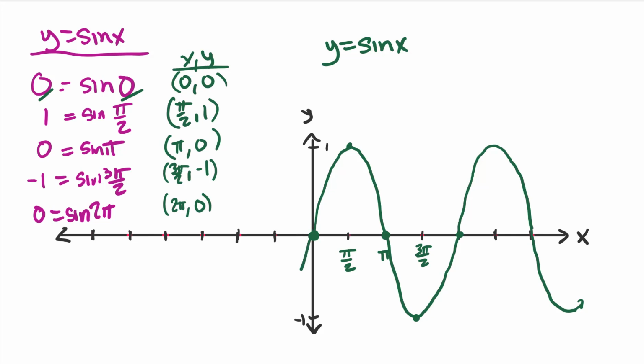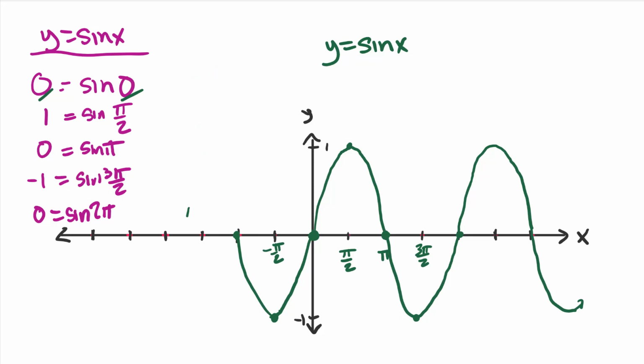Now, of course, this goes back the other direction too. Right down there, because negative pi over 2 is coterminal to 3 pi over 2. So they have the same answer. They're both at -1. Then it can pop right back up and keep on going up.